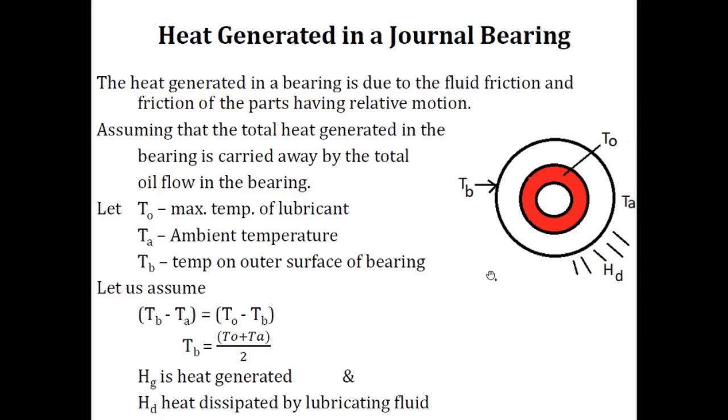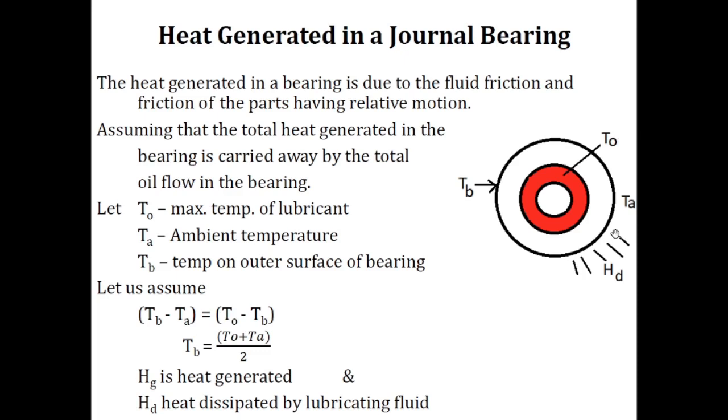Now we'll see how heat is generated in the journal bearings and how one can decrease it, or have it dissipated or carried away. You know, in the sliding contact bearings, because of the fluid friction, there is friction taking place, and because of the friction of the parts, heat is generally generated.